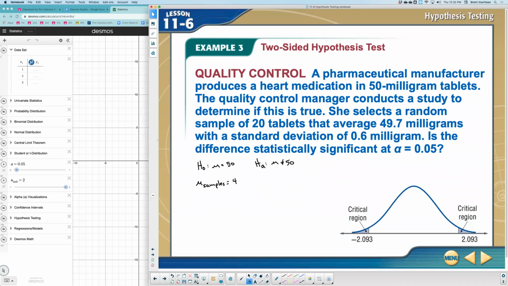is 49.7 with the standard deviation of 0.6. Now, I'm just writing down these values so we can keep track of it. The mean of the population will be 50 here, and this happens to be the claim. And so that's the claim, is that it produces them in 50 milligram tablets.